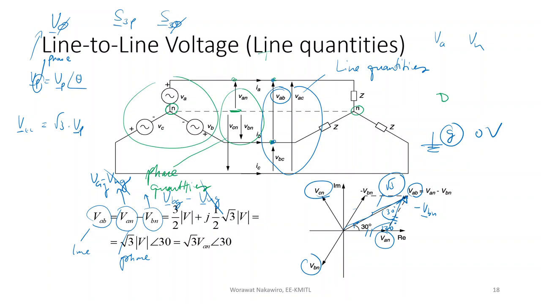Okay, doesn't matter. In this case, suppose that the VP here is in polar form, or the phasor notation of VP is equal to the magnitude and the angle of theta. So this becomes theta plus 30 degrees. Okay, plus 30 degrees. All right. So this is the equation that you have to use. Okay.